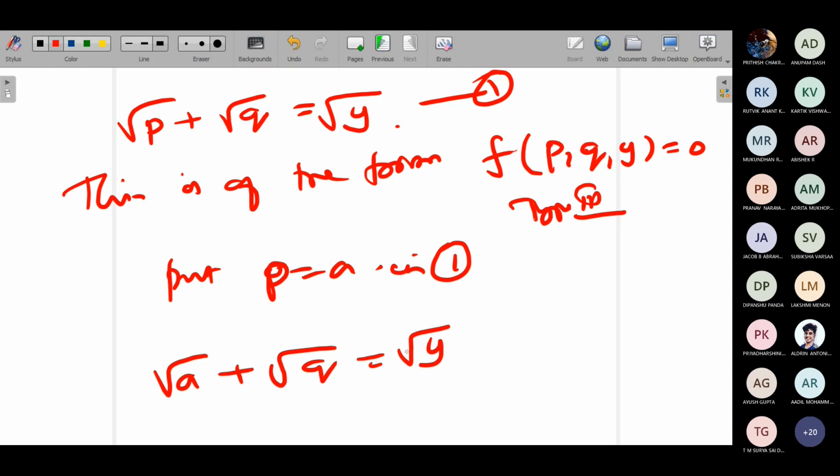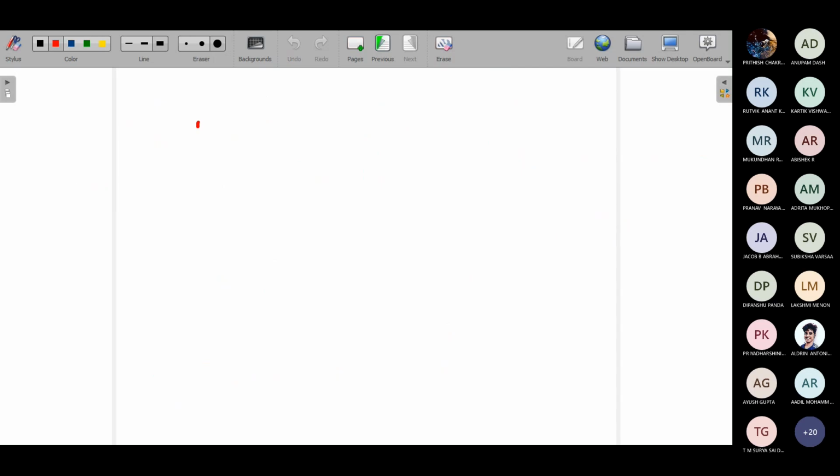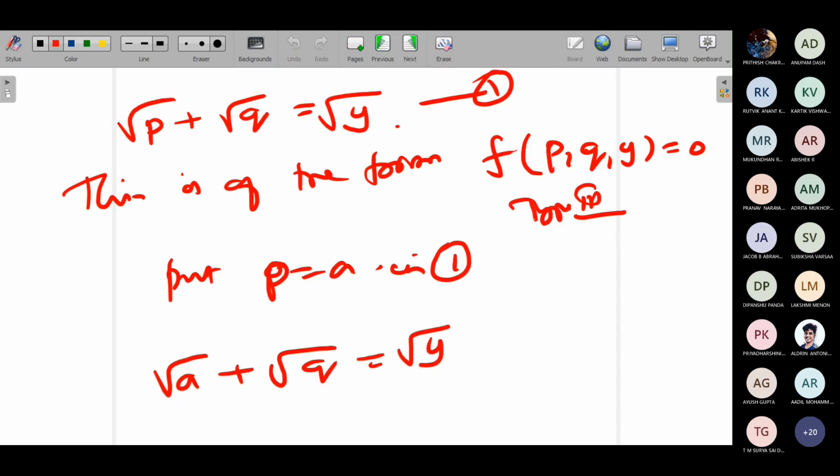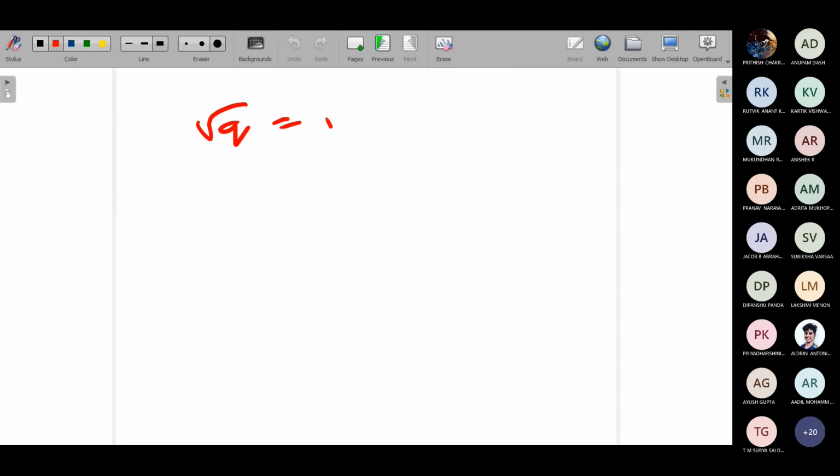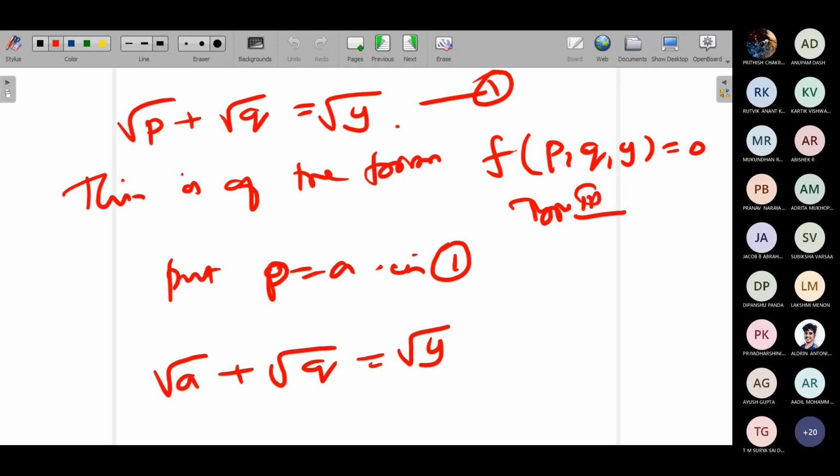Now what is our aim? Our aim is to solve for q. When you solve for q, you will get root q equals root y minus root a.